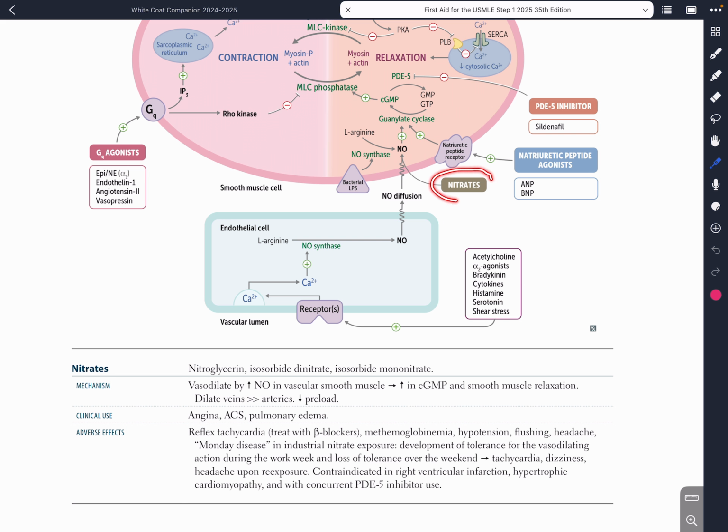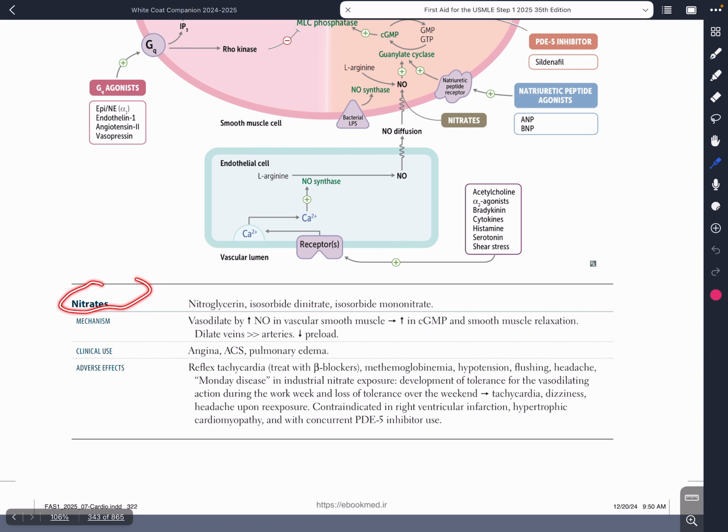Also, nitrates are a class of drug that acts on nitric oxide. L-arginine positively stimulates nitric oxide. And then Gq agonists. Gq agonists are epinephrine, norepinephrine, which act on alpha-1 receptors, and then endothelin 1 receptor, angiotensin 2, and vasopressin are Gq agonists. Again, Gq agonists are four classes of drugs: epinephrine, norepinephrine, endothelin 1 receptor agonists, and angiotensin 2 and vasopressin.